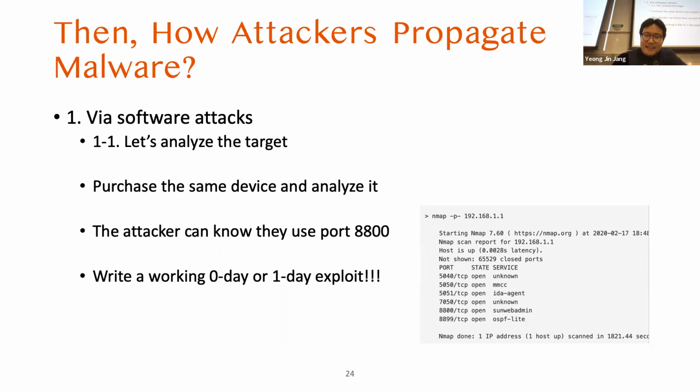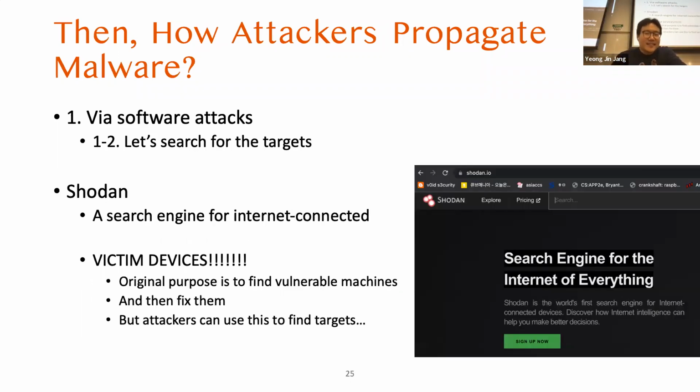And then next is searching for the targets. We know that some IP cameras have a vulnerability, but we don't know which IP addresses are available for those IP cameras. But don't worry about that. There's a service for that, called Shodan. This is a search engine for vulnerable hosts over the internet. You might wonder why that kind of site exists. It makes attacks easy, right?